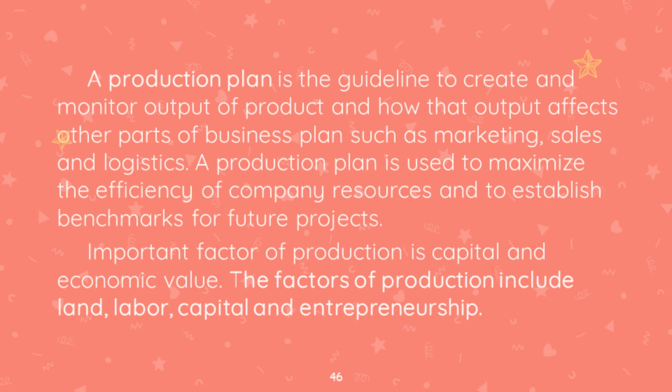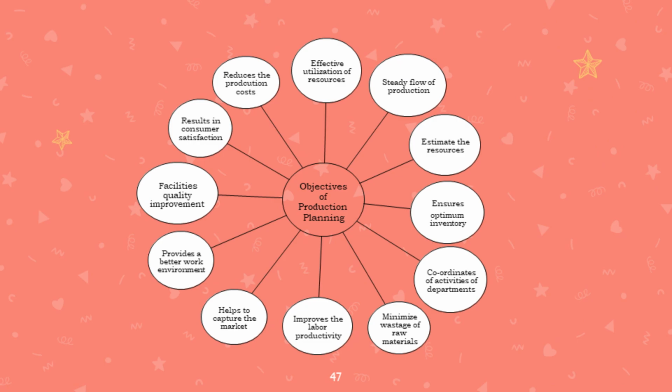Important factor of production is capital and economic value. The factors of production include land, labor, capital, and entrepreneurship. To see what are the objectives of production planning, you can see a graph here.